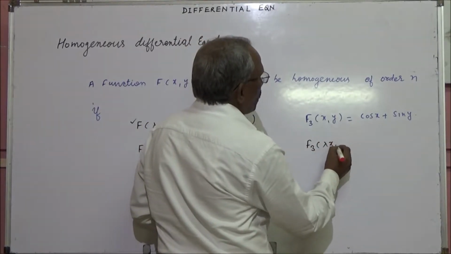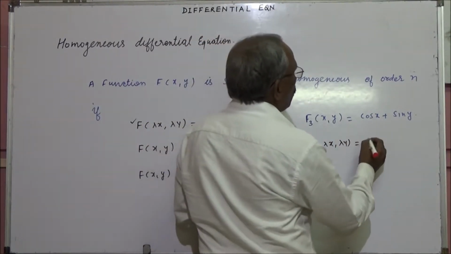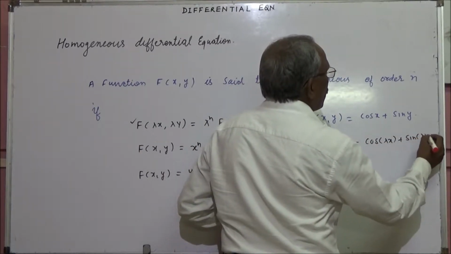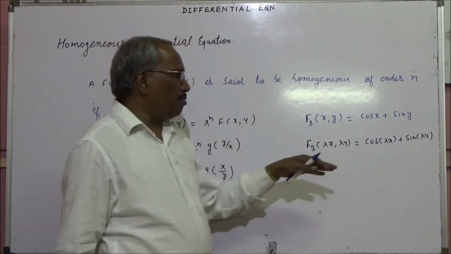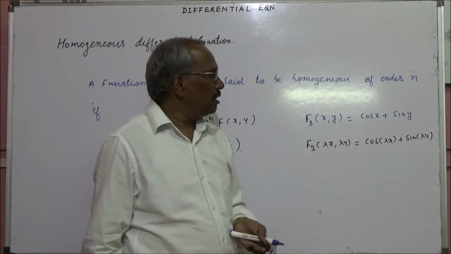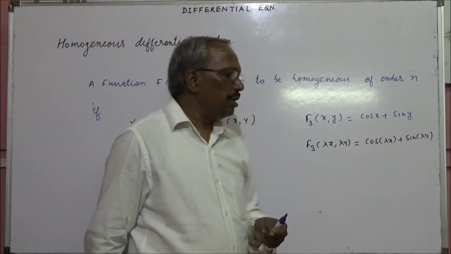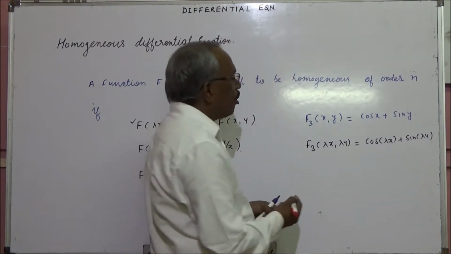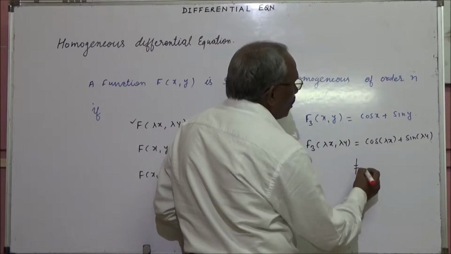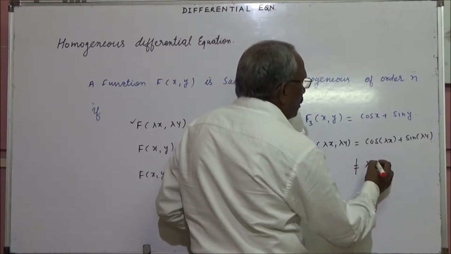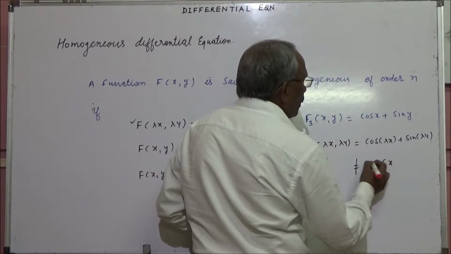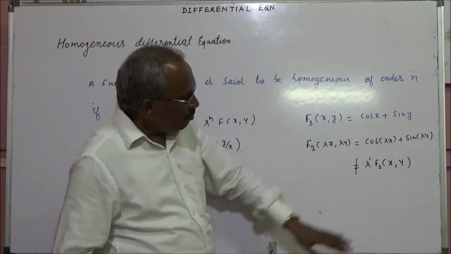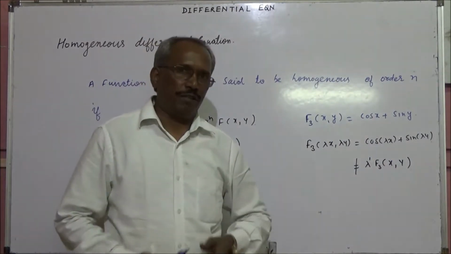f3(λx, λy) is equal to cos of λx plus sin of λy. Wherever there is x we put λx, and wherever there is y we put λy. So we cannot take λ common here. So this is not equal to λ times f3(x, y). Therefore this is not a homogeneous function.